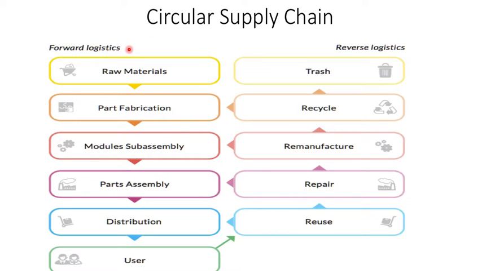If you want to know what is supply chain, then just look at the left side, which is forward logistic. Supply chain is basically known as forward logistic, which means getting raw material to the user, and that raw material gets converted into finished goods, then it gets to the user. That is simply a supply chain.